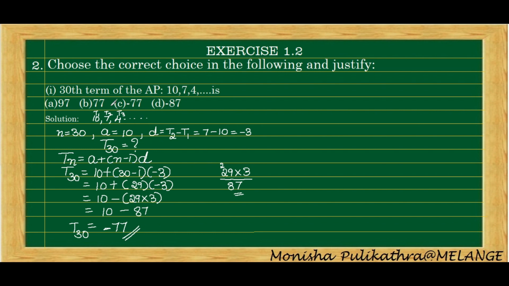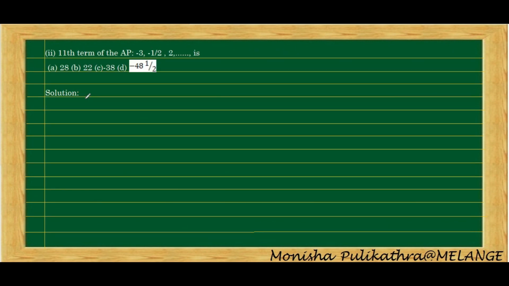So which option is correct? The third option. So this is the correct answer. Out of the 4, minus 77, the C option is correct. Here we can write the answer is C option, minus 77. Hope you understood this. Moving on to the second question.